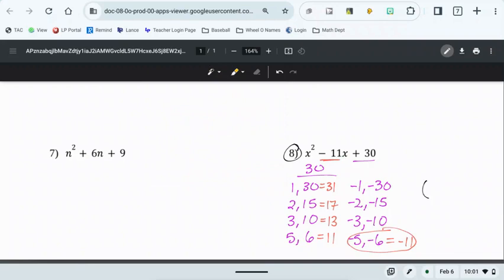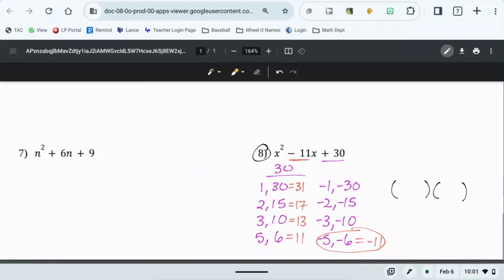So we go ahead, write out our template or little outline. This time we're going back to using x, and our factors are x minus 5, x minus 6. And there we have our factoring is complete. But we got to go back and check.